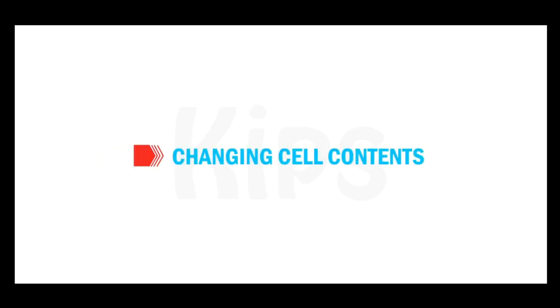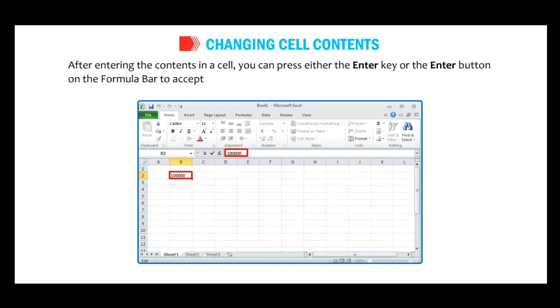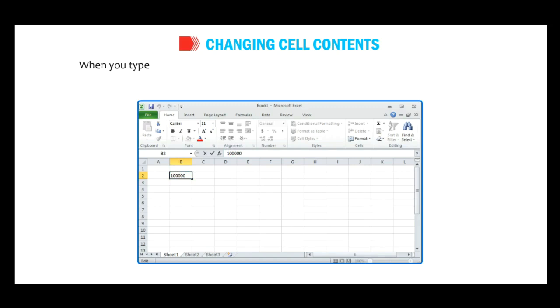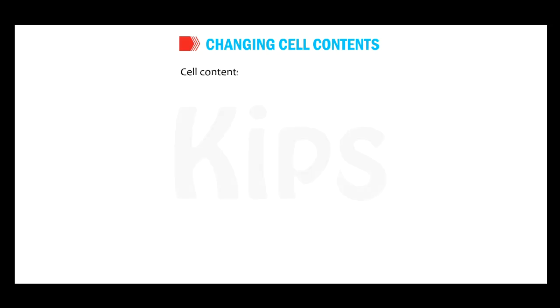Now let us understand how to change cell contents. The characters and numbers typed in a worksheet can be seen both in a cell as well as on the formula bar. After entering the contents in a cell, you can press either the Enter key or the Enter button on the formula bar to accept the entry. When you type in the new data in the cell, the two buttons Cancel and Enter will appear on the left of the formula bar. Cell contents can be modified in two ways.